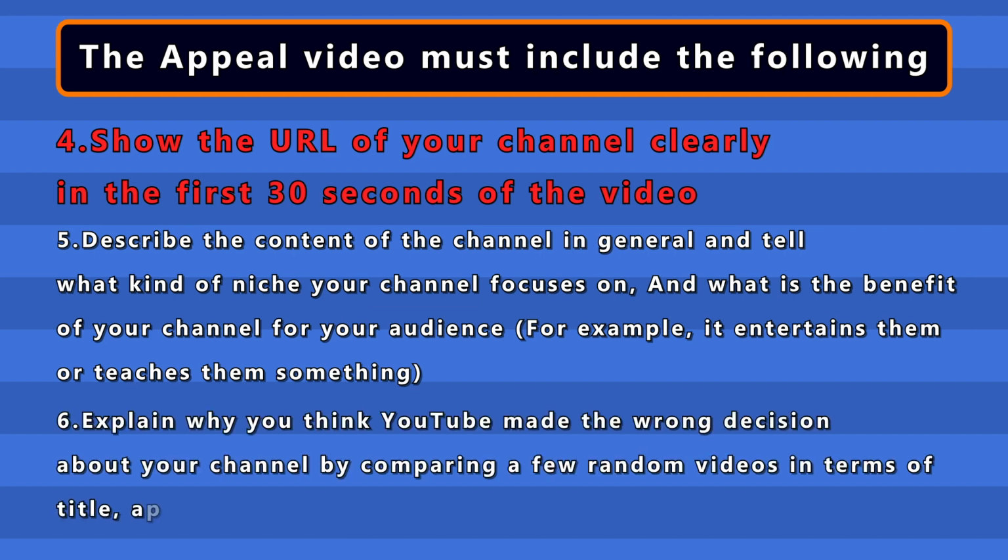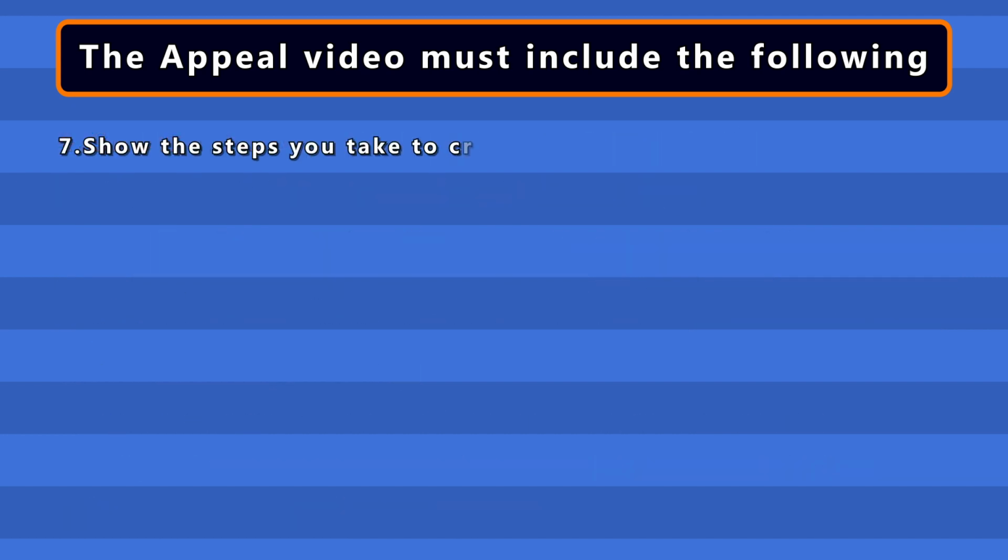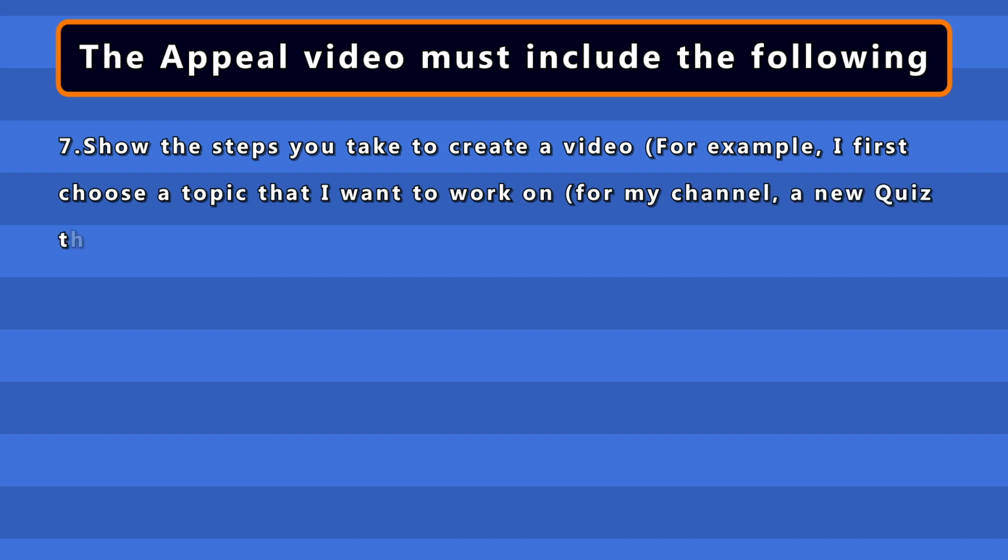Explain why you think YouTube made the right decision about your channel by comparing a few random videos in terms of title, appearance, and video content. Show the steps you take to create a video.